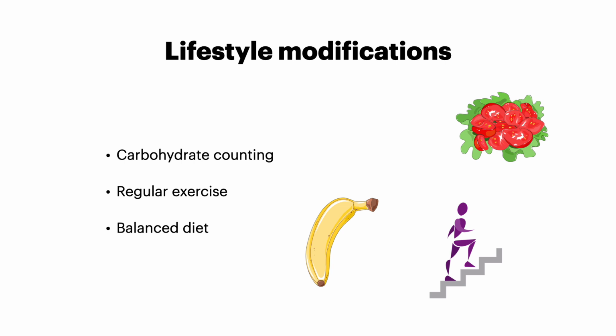Lifestyle modifications also play a crucial role. Carbohydrate counting is done to match insulin doses to food intake. Regular exercise improves insulin sensitivity, and a balanced diet is also important to support overall health.